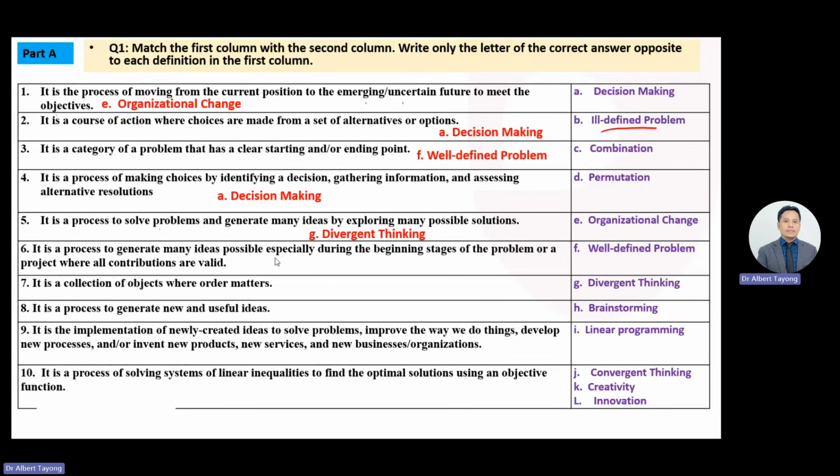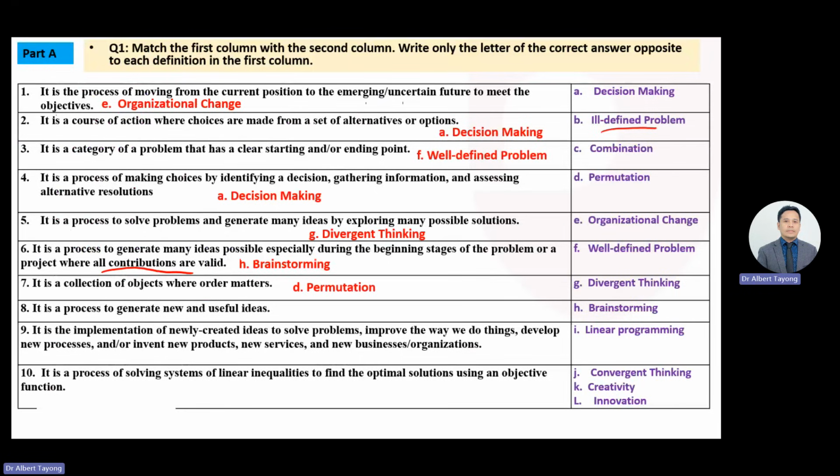Number six is a process to generate as many ideas as possible, especially during the beginning stages of the problem or a project where all contributions are valid. So these are the keywords here: all contributions are valid. We are not judgmental. We are not assessing or judging the ideas here. We just keep on listing all the ideas, in a group setting especially.